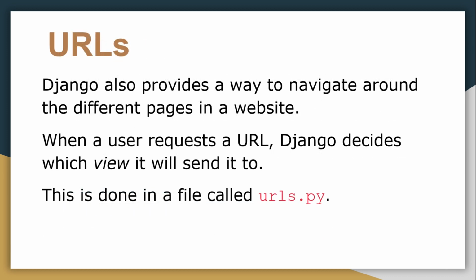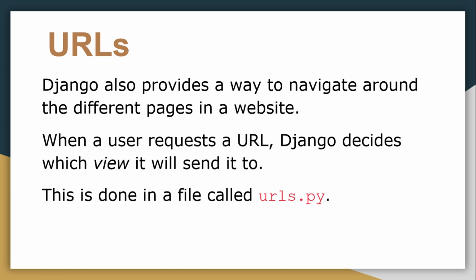And then the URLs. Remember, URL stands for Uniform Resource Locator. So Django provides us with an easy way to navigate around different pages. For example, if I want to navigate from the home page to, let's say, the contact page, Django will provide us with a quick and efficient way to navigate these pages through the URL patterns. We shall talk about the URLs also later.